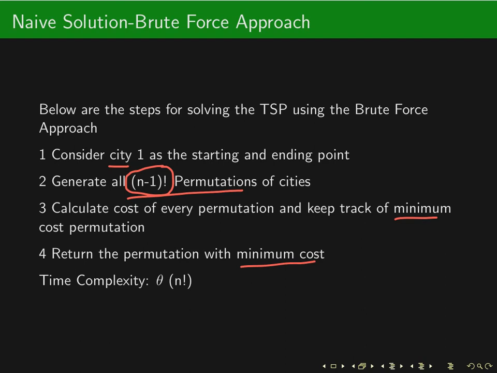So the time complexity will be theta of n factorial. Theta of n factorial becomes very large when the value of n is considerably large. For example, if the value of n becomes greater than, say, 12, n factorial becomes very large, and for a typical computer it will take months or years to find the minimum cost permutation. So using a brute force approach is fairly impractical for dealing with real-time problems.